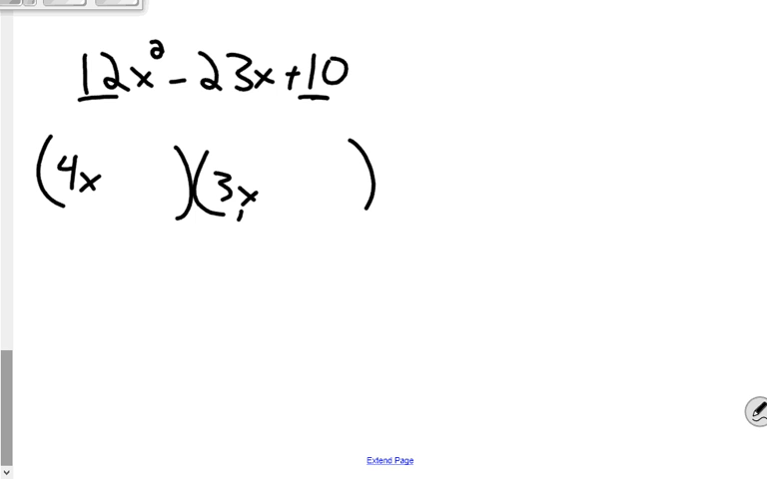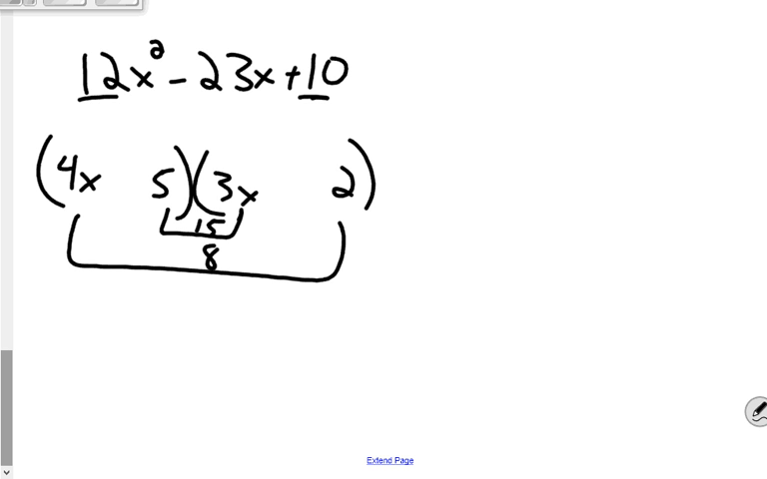So I'm going to go 5 and 2 now. Sorry about it if you're writing this all down. It's not in pen, is it? No. 15 and 8. So it has to be negative 23, so both of these have to be negative numbers. And then it's done. It has to add to make it right. That's how you do your check.